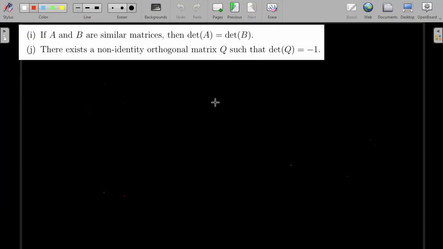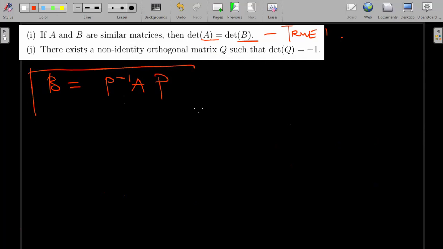Next we look at I. They're saying if A and B are similar matrices, then the determinant of A and the determinant of B are the same. Here the answer is that yes, this is a true statement. Whenever you have two similar matrices, the condition B equals P inverse A multiplied by P should be satisfied. This is the definition of similar matrices. If A and B are similar matrices, then they must satisfy this condition.